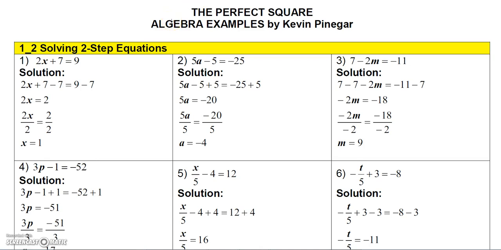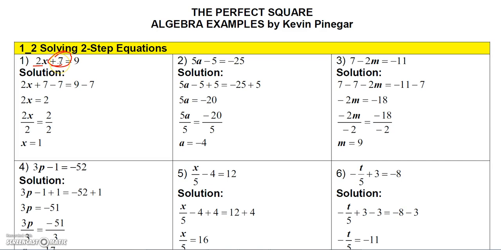Okay, so now we're going to work on two-step equations. In other words, it'll require 2 steps to eliminate it. Now, anytime we have a number times a variable plus or minus a number, the easiest way to solve this is to first eliminate the number that's added or subtracted to the variable.